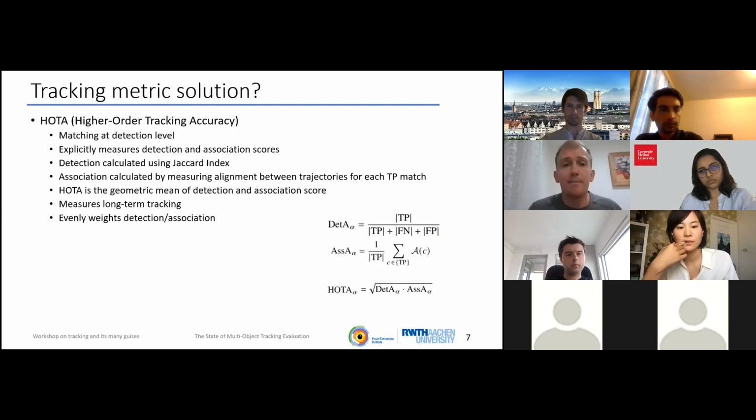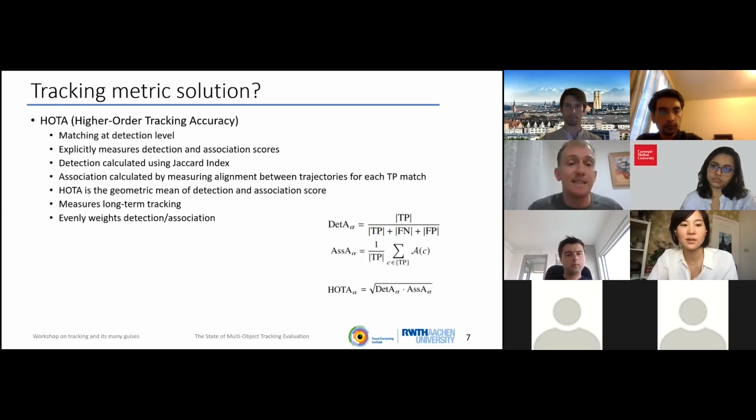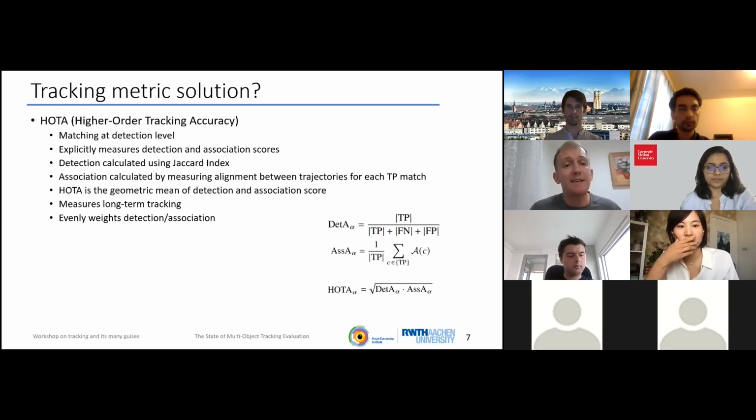Recently, myself and some colleagues of mine have been working on a tracking metric that we call HOTA, higher order tracking accuracy. Like in MOTA, matching is determined at a detection level between predicted and ground truth detections. And then once we have these matches, we then explicitly measure a detection and association score separately.